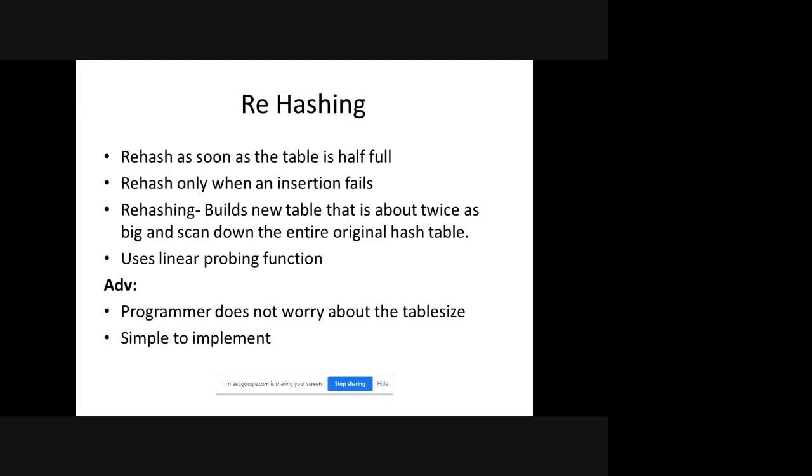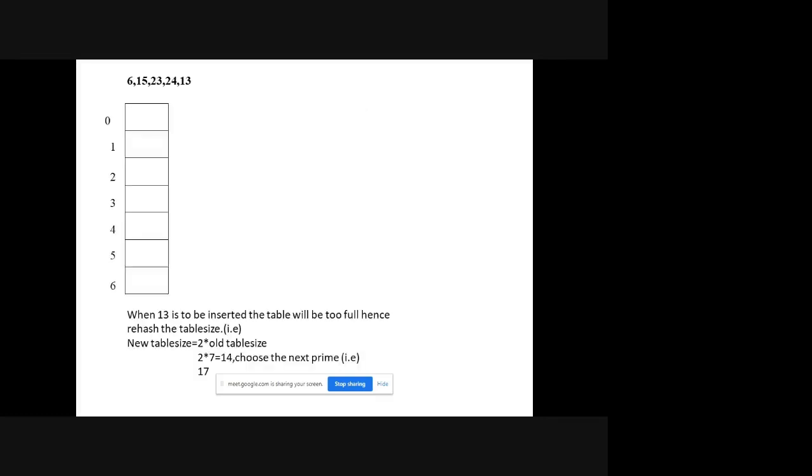When you double the table size, if the table size is 10, and you double it, 10 into 2 is 20, you should not take 20, you should take the nearest prime to it, the next prime. Here you should not reduce it, you have to increase to the next prime. So if it is 20, what is the next prime after 20? A bigger number. Take the next bigger one.